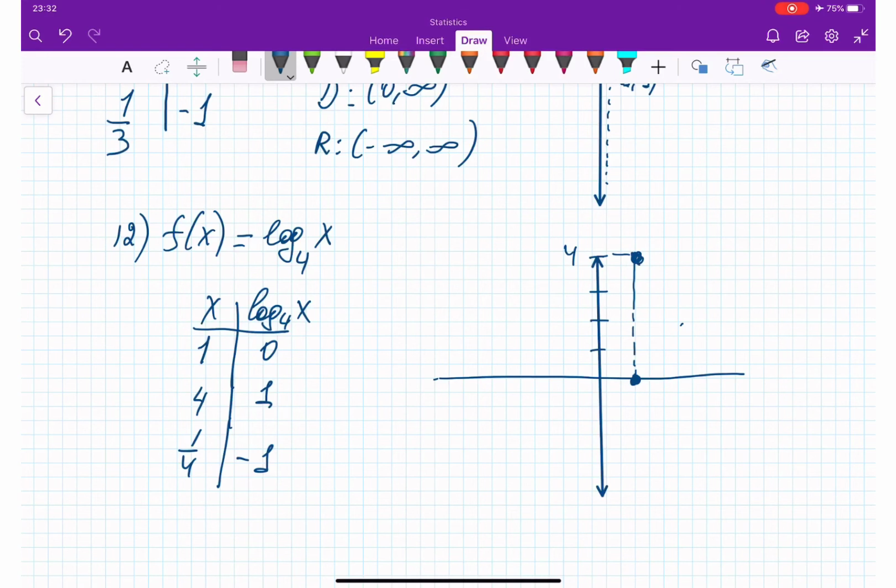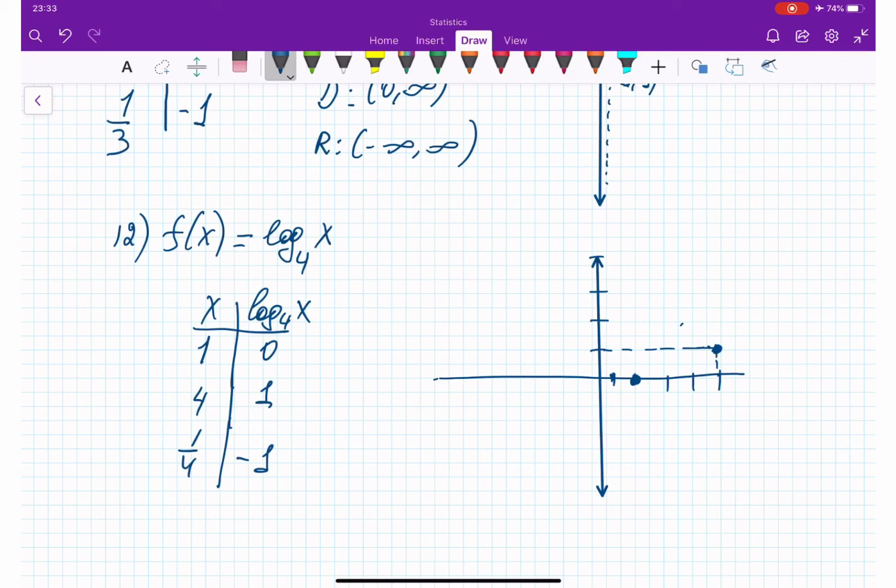Oh, I'm sorry. My x is 4. So this is 1, this is 2, this is 3, this is 4. Okay, 4 and 1. Yeah, I was wondering why it went that high. A logarithmic function never goes that high unless the base is a fraction. Okay, and lastly, x is 1/4.